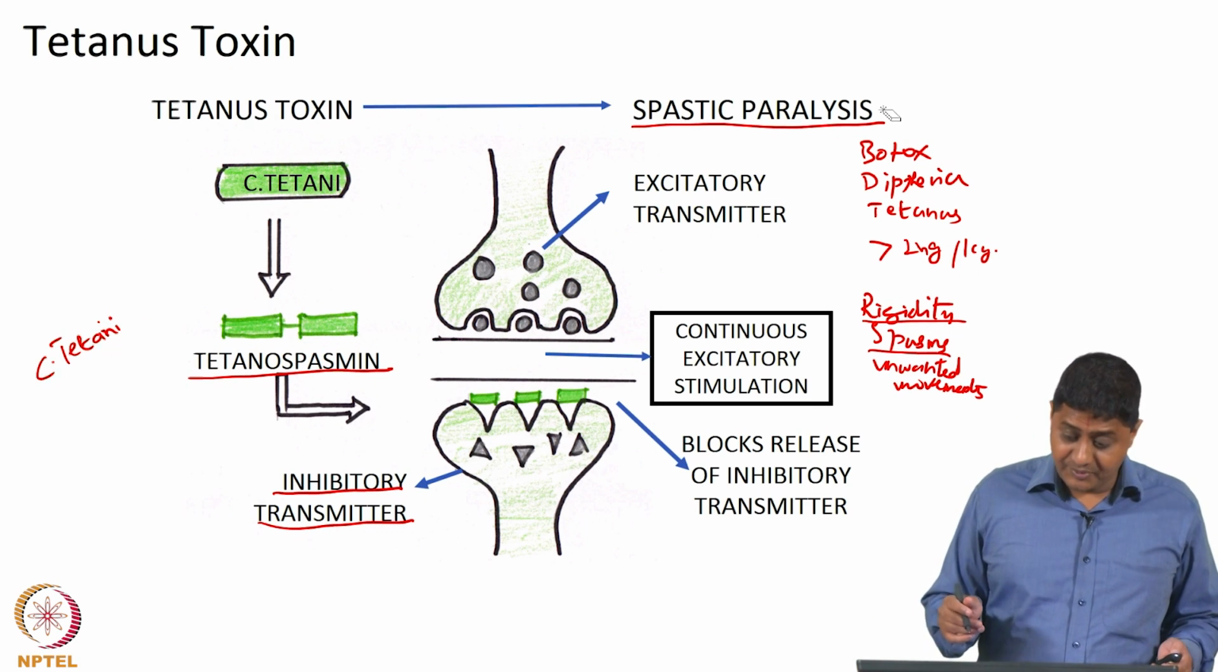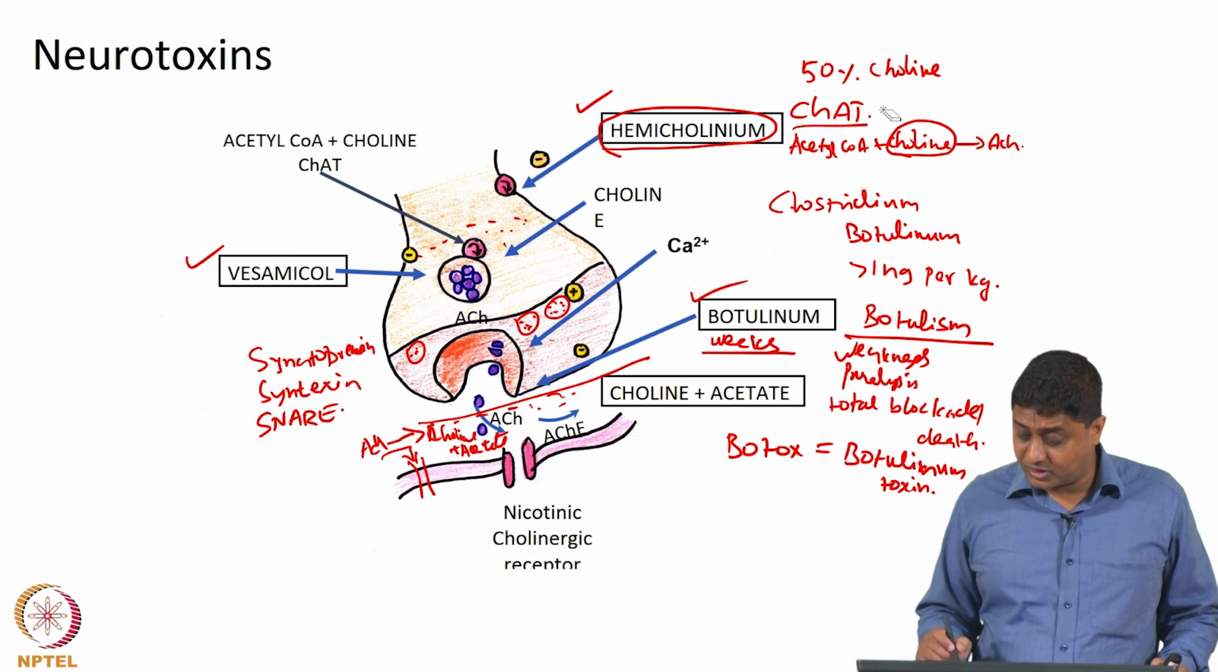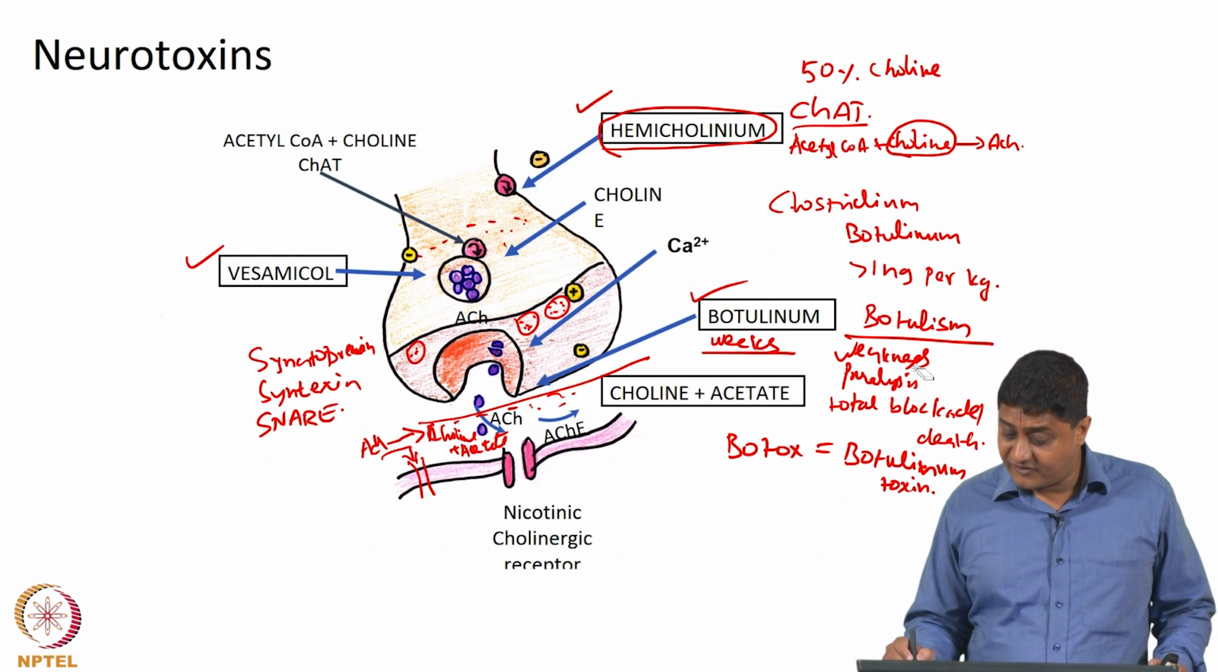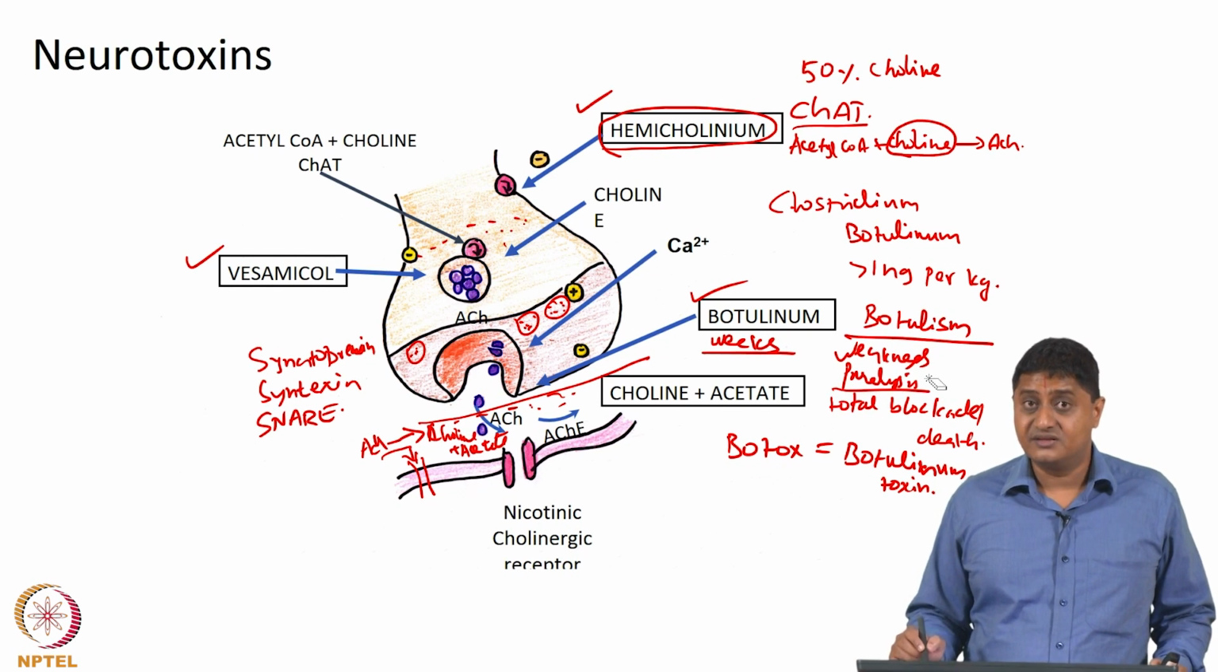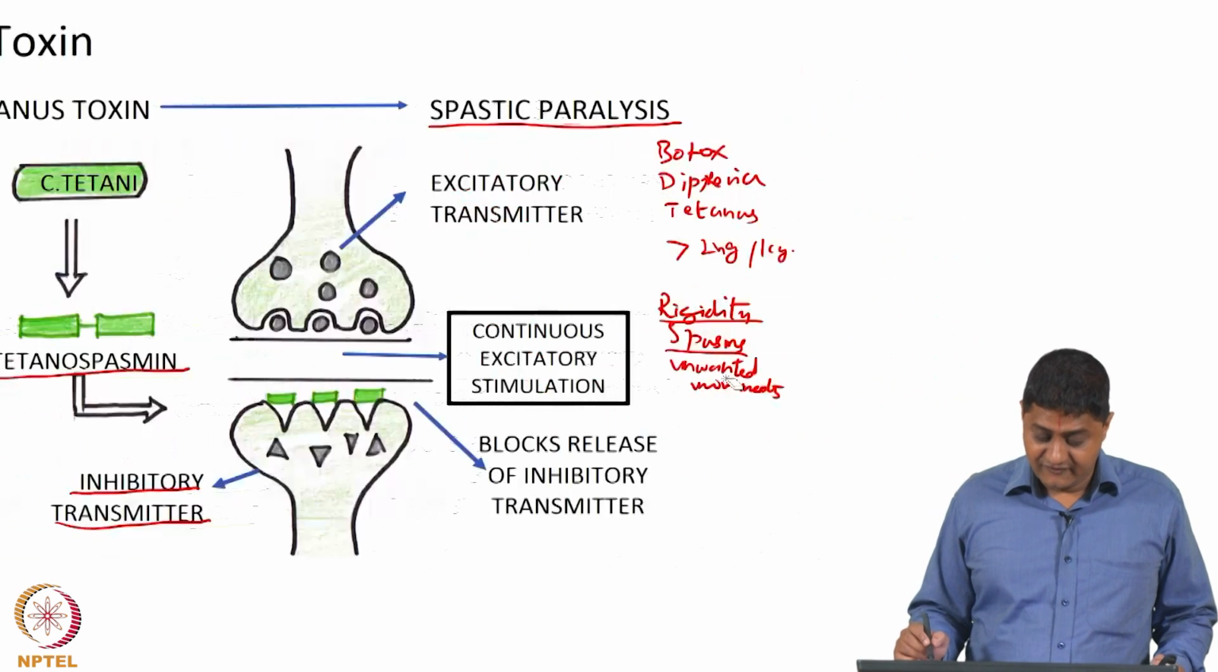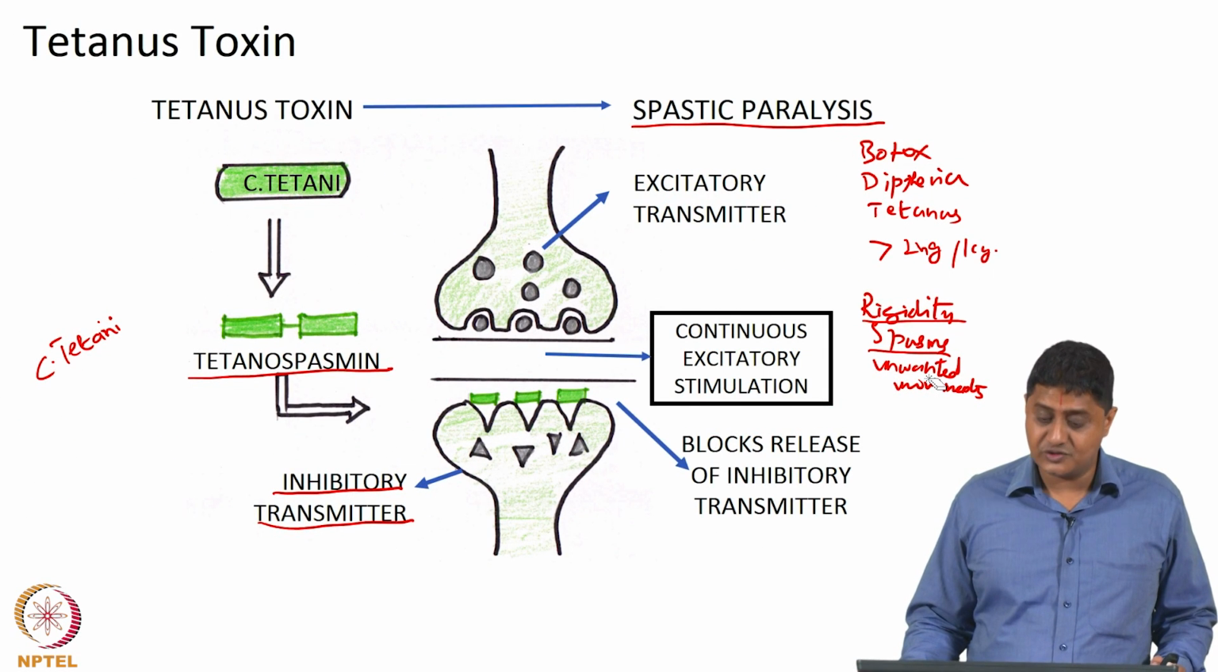Let us remember what happens in the case of Botox, right. It causes flaccid paralysis, whereas tetanus toxin or tetanospasmin actually causes spastic paralysis.